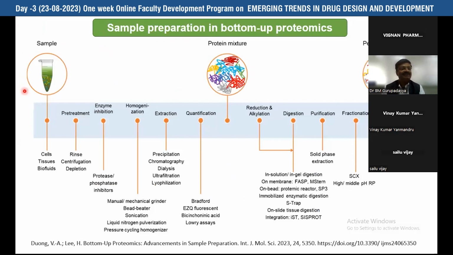Previously, your sample is of biological origin, maybe derived from cells, tissues or any biofluid. By various treatments, we convert the sample into a protein mixture, separate out your proteins of interest, and then convert that into a peptide mixture by a process such as extraction, or by other processes like digestion, purification or fractionation. These are the different techniques by which we convert your sample into the peptides you are interested in, which is called the bottom-up approach.